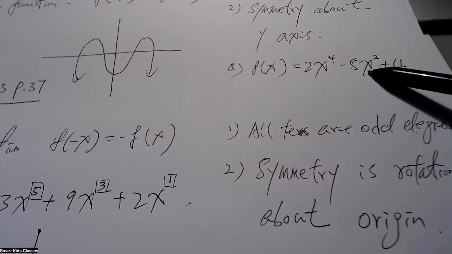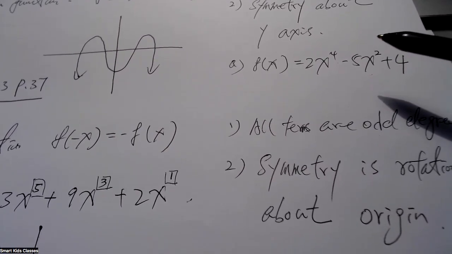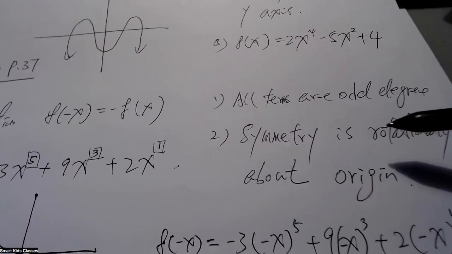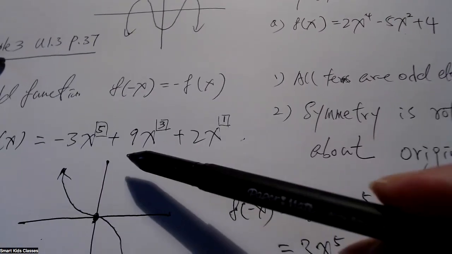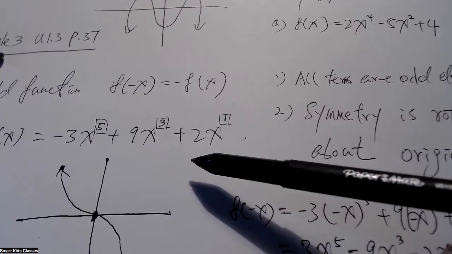If all the terms are even degree, it is an even function, with symmetry at the y-axis. If all the terms are odd degree, it is an odd function, with symmetry at the origin.